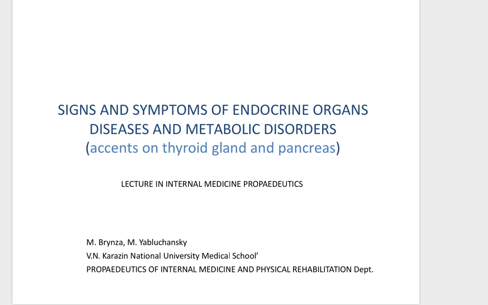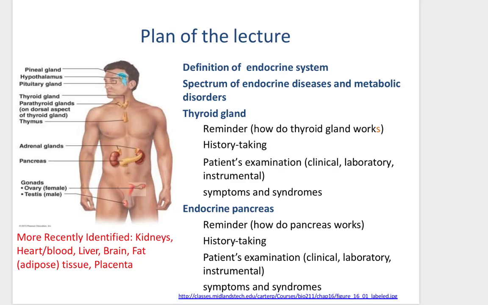According to the thematic plan, it has to be about diabetes mellitus, but I made it a little bit wider and I included more information, and I want to make an accent on the thyroid gland and pancreas. Plan of today's lecture: to give a definition of the endocrine system, to describe the spectrum of endocrine diseases and metabolic disorders. And I want to stop on two main disorders in this system.